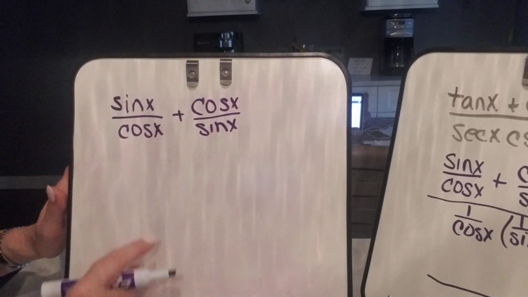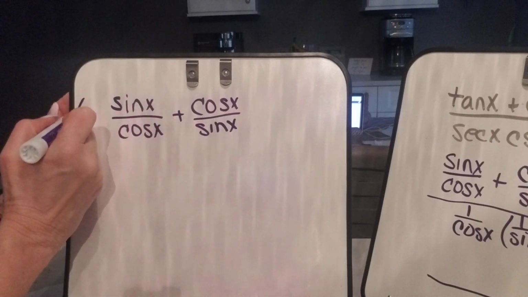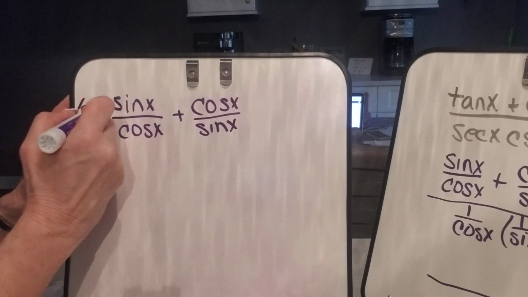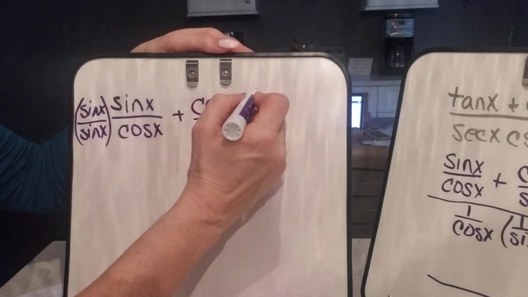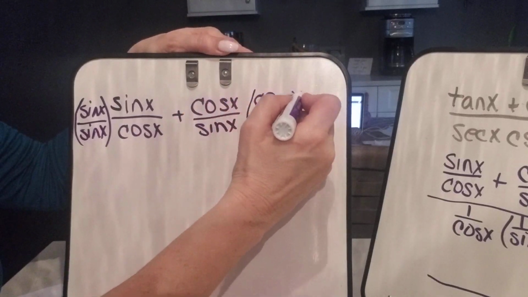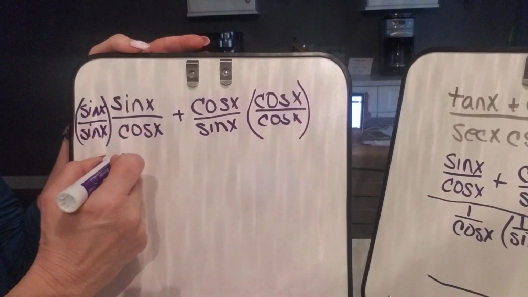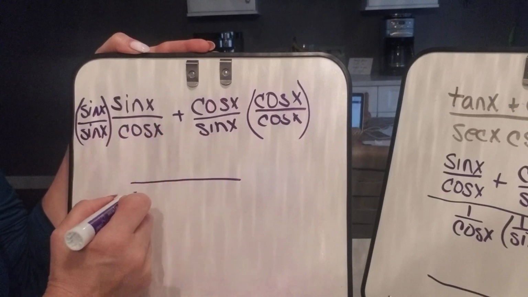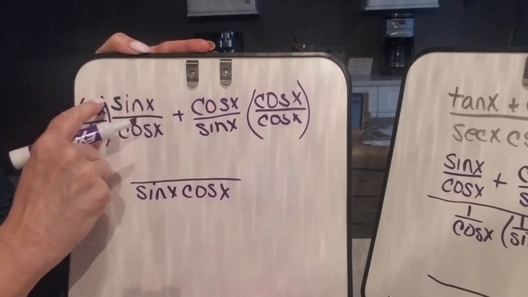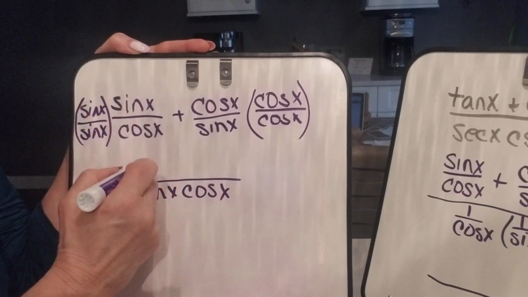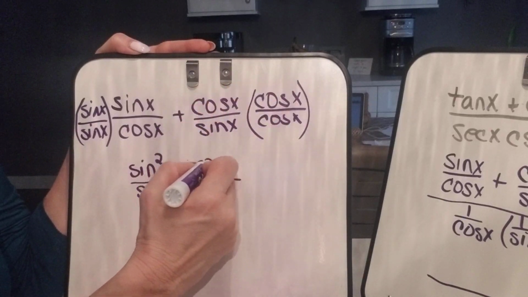They have different denominators. To find the same denominator, I'm going to make the denominator sine x cosine x, which means I'm going to multiply this by sine x over sine x, because that value is 1. It's not going to change its value. And this by cosine x over cosine x. When I do that, my new denominator is sine x cosine x.